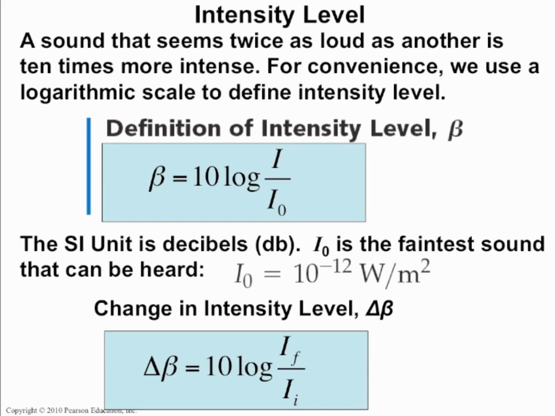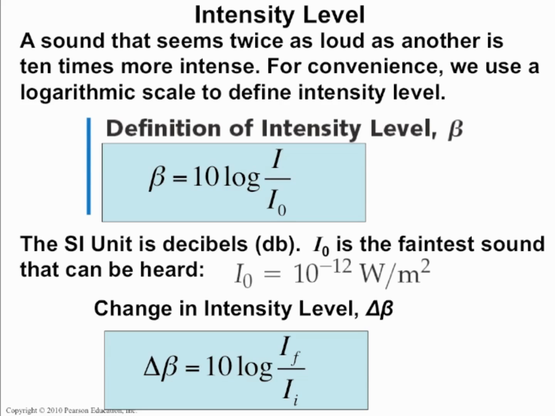Now, a change in intensity level, or delta beta, is given by delta beta equals 10 log I_F over I_I. All right, now this comes really just from properties of logarithms, and any of you who are interested, I can quickly go through that derivation in class. But since that's based on math that some of you might not have had yet, I'll just leave it at that. You can ask me and I'll answer it.